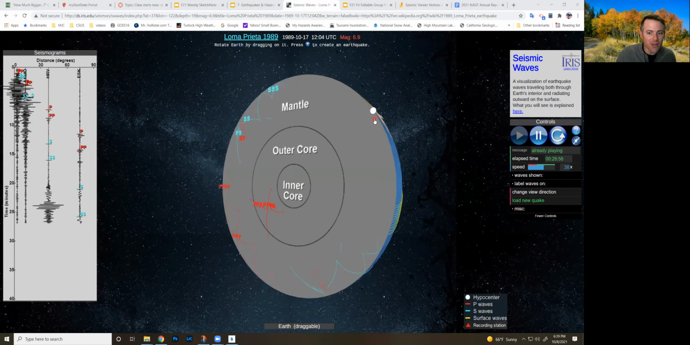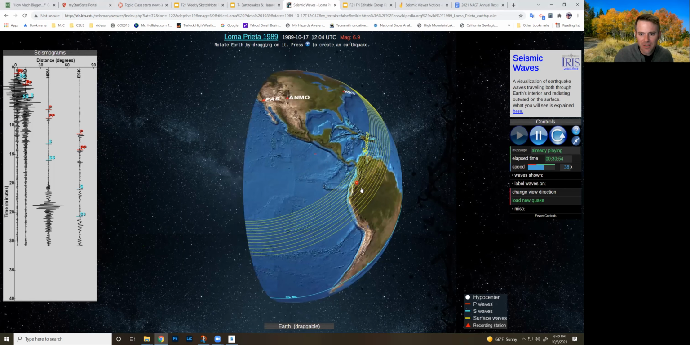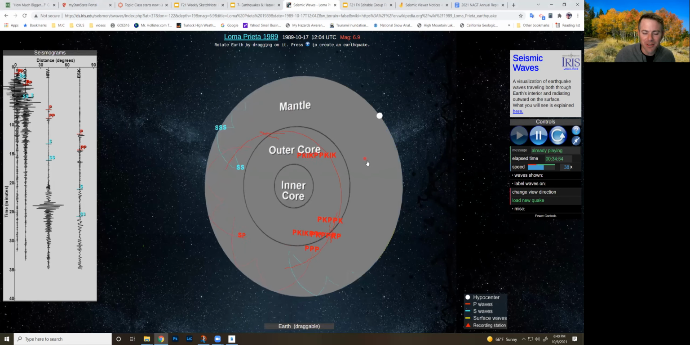The P waves and the S waves, they travel through the Earth, but they can also be felt on the surface. And then the surface waves, they just roll and travel and roll across the surface of the Earth. And we're going to see they do some damage later on.